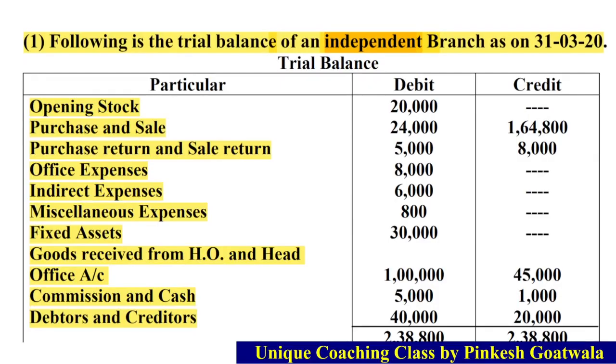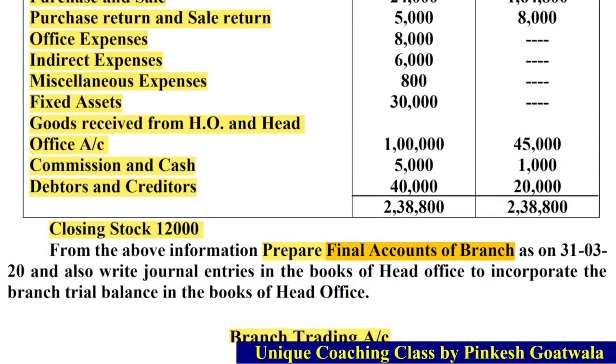Now there is one more question: write journal entries in the books of head office. We also have to write journal entries in the books of head office to incorporate the branch trial balance in the books of head office. We will look at it later. First of all, we start the final accounts of the branch.